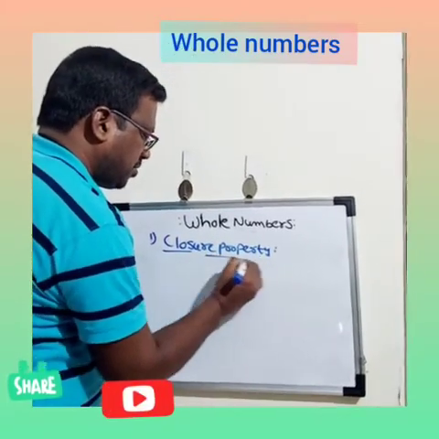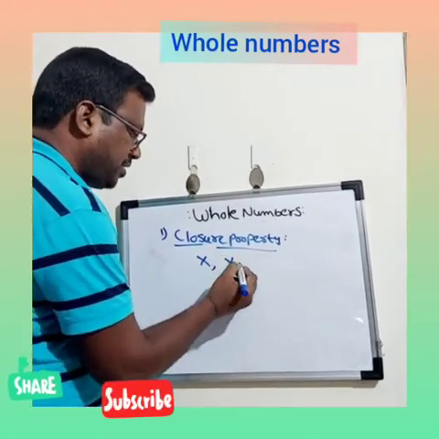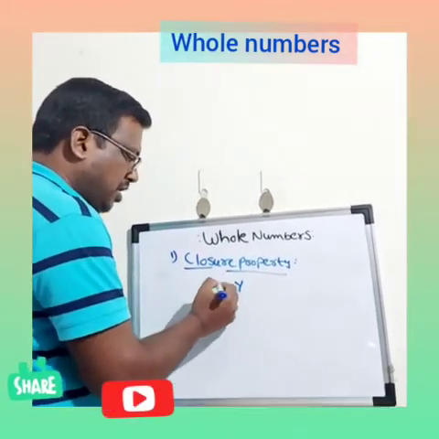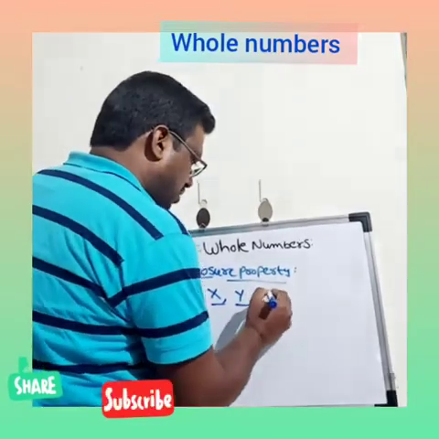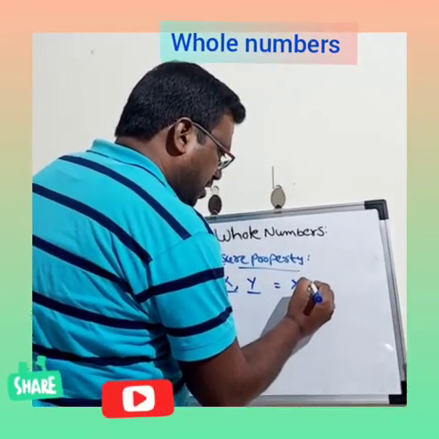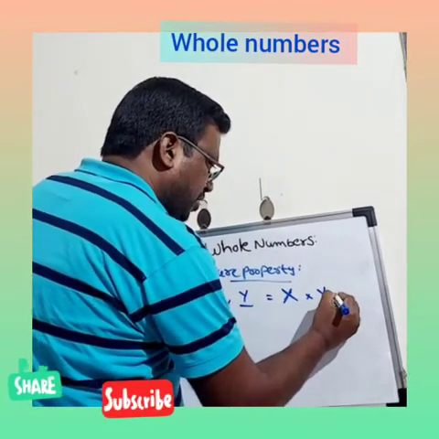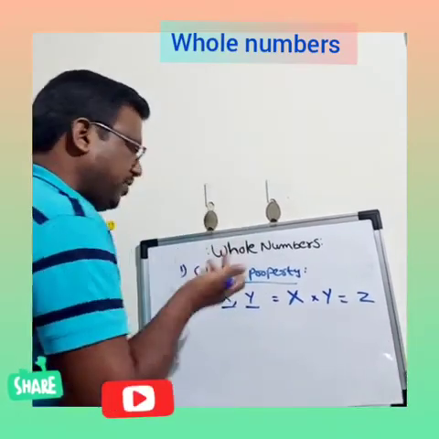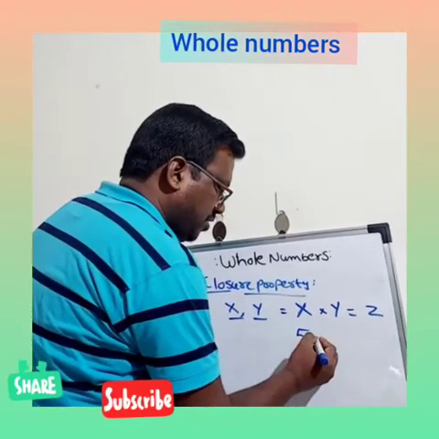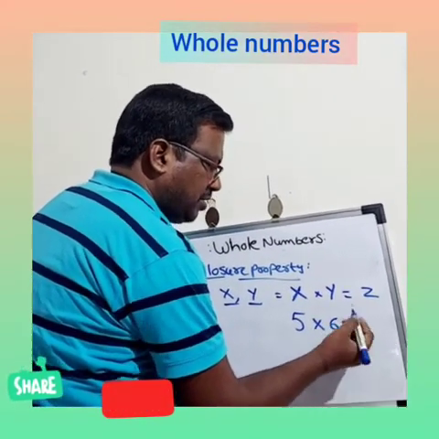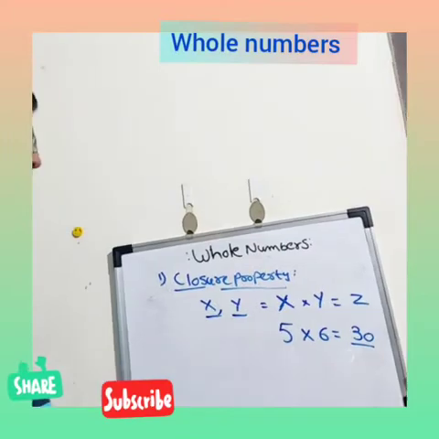What is the closure property with respect to whole numbers? If x and y are two whole numbers, when you multiply these x and y, then the result will also be a whole number. For example, when you multiply x and y, the result will be z. If you take a simple example, 5 is one whole number and 6 is another whole number. When you multiply 5 into 6, you get 30.